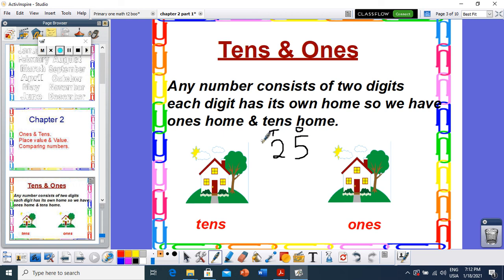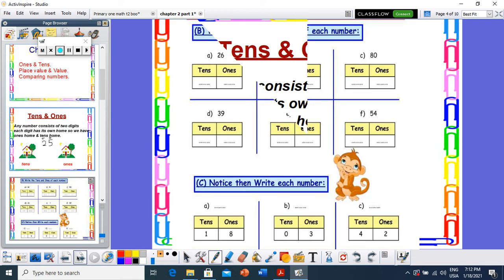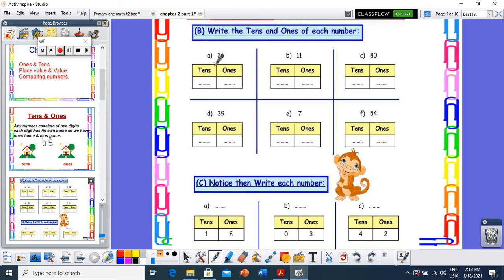So any number consists of two digits. Each digit must have its own home. 5 lives on the ones home and 2 lives on the tens home. Let's see an example. 26. How many on the tens and how many in the ones? Don't forget, right? Tens and ones. So I have to write 2 on the tens and 6 on the ones.